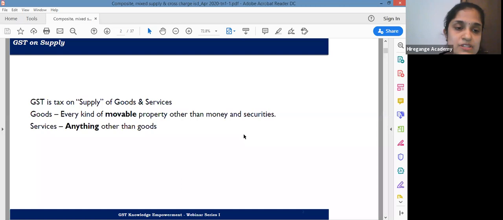GST, as we all know, is a tax on the supply of goods and services. It is levied on goods, goods being every kind of movable property. Example, mobile is goods, other than money and securities. Services is anything other than the goods. So it has been defined in a very comprehensive manner to cover anything which is other than the movables. Services could be, for example, mining service, consultation service, and there are various numerous services which can immediately come to any person's mind.